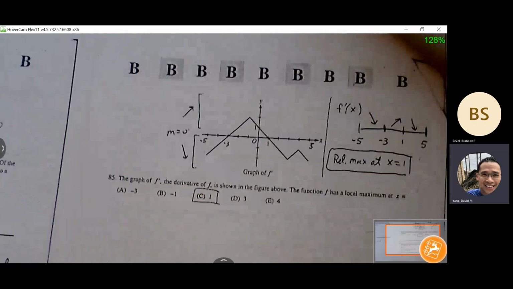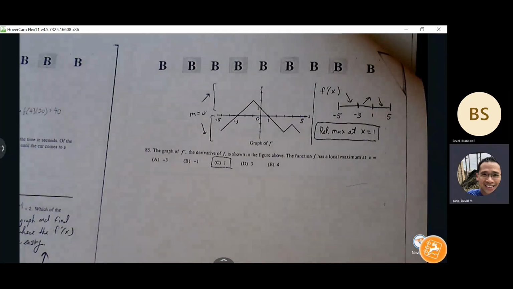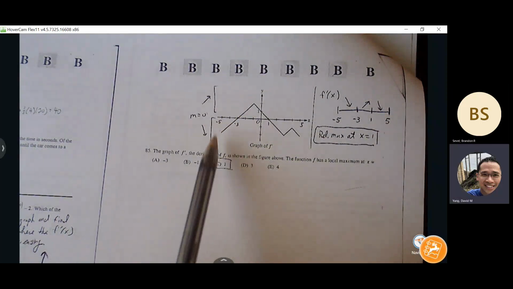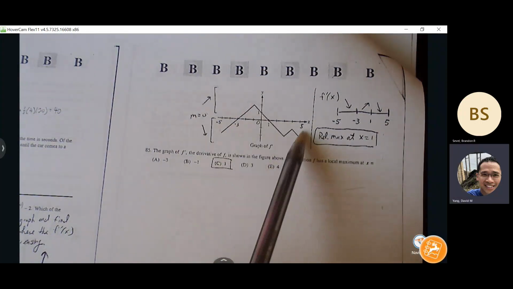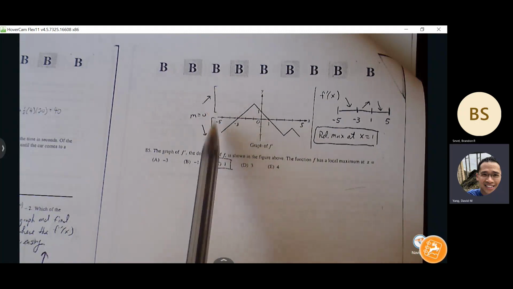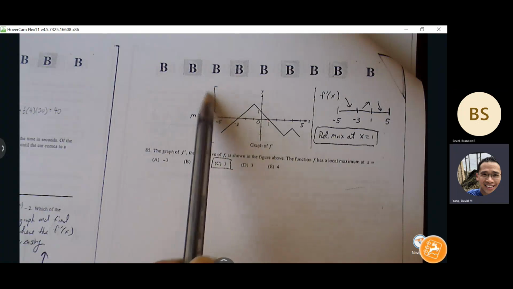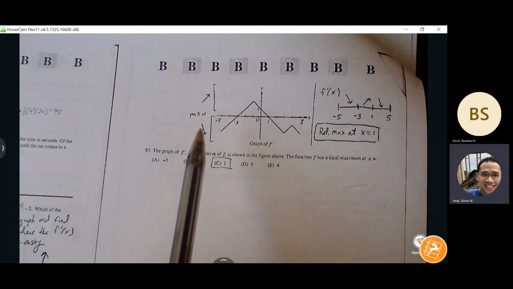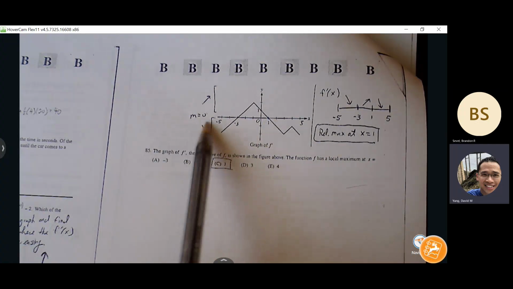Okay, 85. The graph of the derivative is shown. I like to go ahead and label what I'm looking at. This is not the original shape of the graph. This is the derivative graph. So we have to label and understand what we're looking at here. So above the x-axis is positive slope of the original graph. Below the x-axis is negative slope of the original graph. On the x-axis is slope 0.